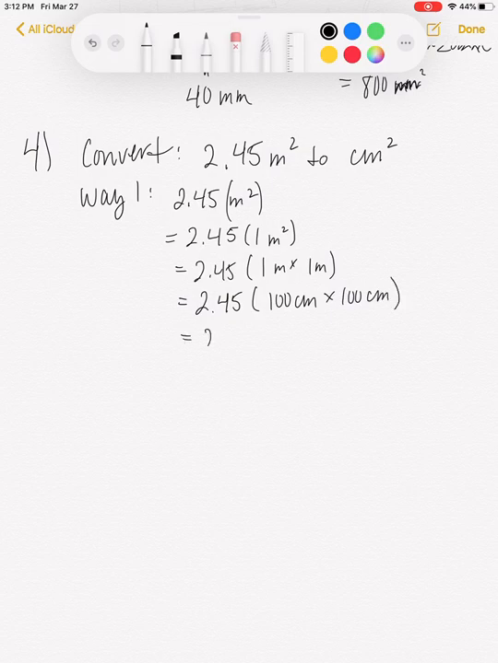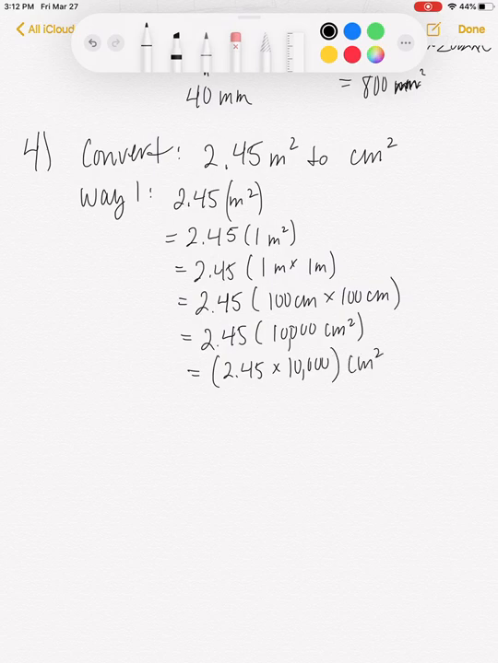Then I combine them back together to get to 10,000 centimeters squared. And then I use like the commutative property to switch the order. And we have this new order now, and that's going to equal, moving the decimal place to the right 4 spaces, 1, 2, 3, 4. We have 2, 4, 5, 0, 0, 24,500 centimeters squared. Okay, so that's way number 1.